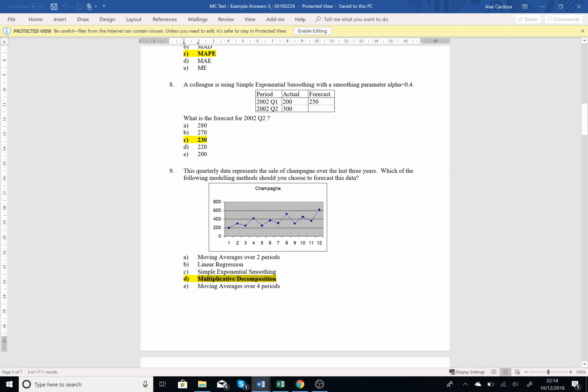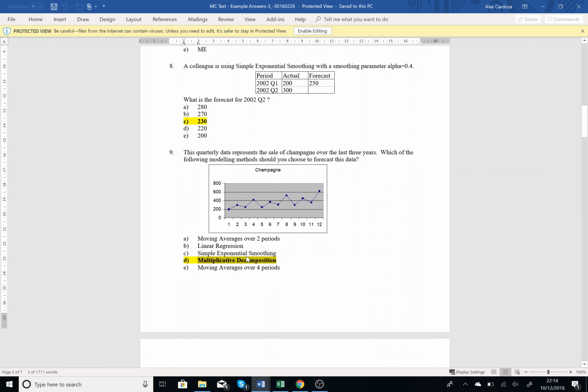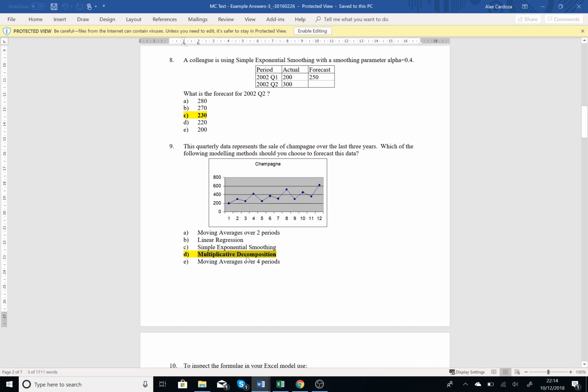That's why linear regression and all the others don't deal as well with seasonal variations. You can use them, but not. And also, you wouldn't have your moving average over 2 periods, it would be longer.